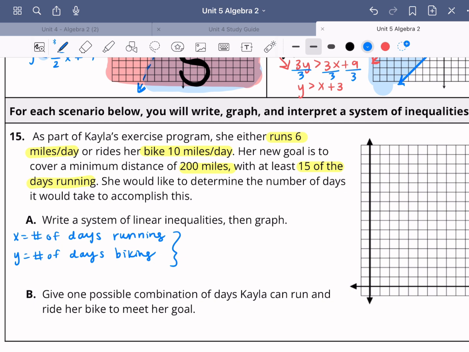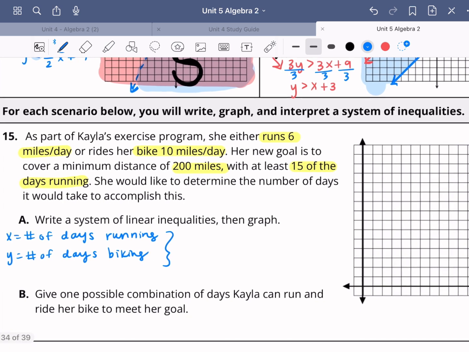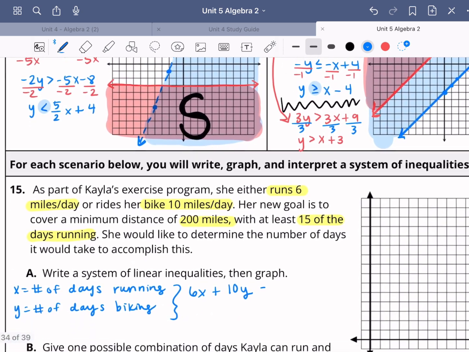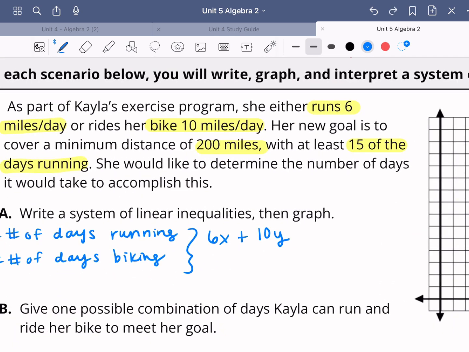So for my system, the first inequality is just going to be about her goal with the minimum distance. If she ran 6 miles a day, I could do 6x, x being the number of days. So we'd get her total distance that she's run. And then if I do 10y, because she bikes 10 miles a day, I'll know the total distance she's biked after plugging in the days. But we know that between running and biking, she wants to hit 200 miles. It says minimum distance. So she's okay hitting exactly 200, but it could be more. So we're going to put greater than or equal to 200.